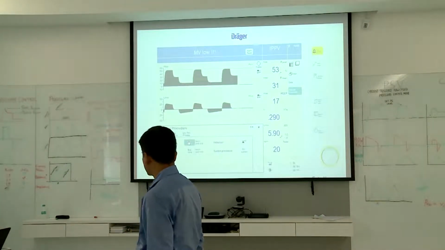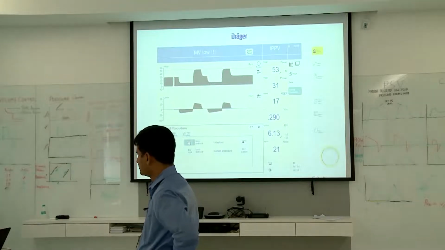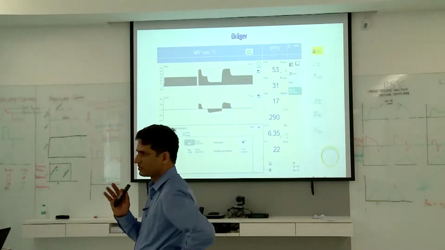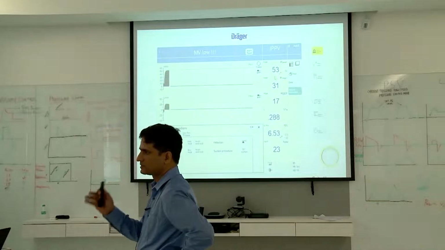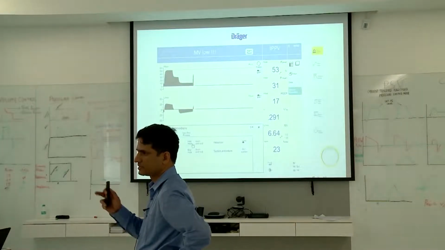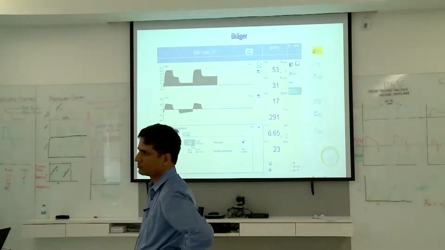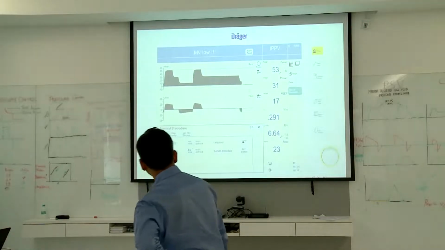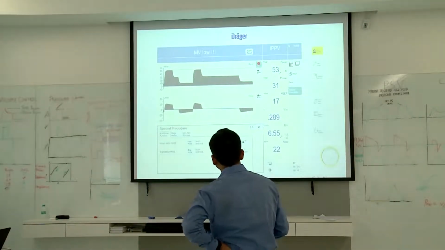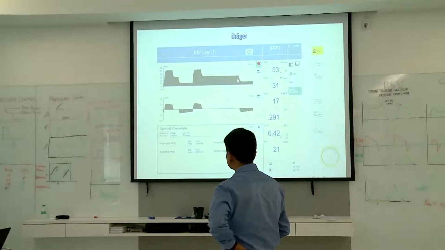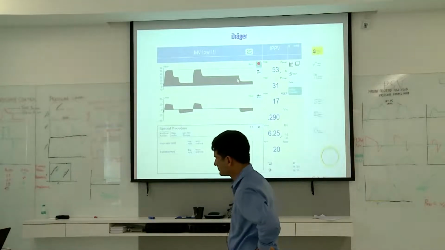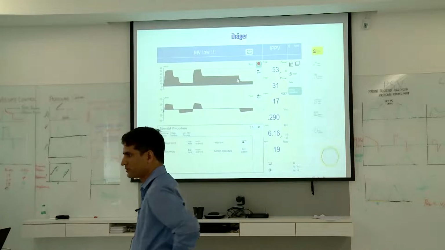So I'll do an inspiratory hold now. Means up to 45 carbon dioxide you accept. After that, if it is still rising, you can increase your respiratory rate up to 35. You can go up to 35. So this is his plateau pressure. It's still almost the same, 26, 27, right? Any other further want to reduce?